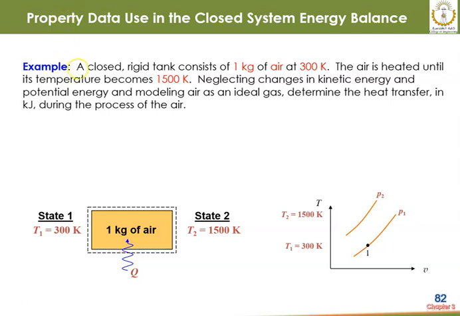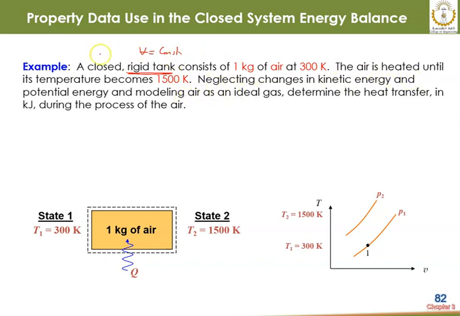Here it says that a closed rigid tank consists of 1 kg of air at 300 Kelvin. So state 1, we have a temperature of 300 Kelvin. Our system consists of 1 kilogram of air and it's a rigid tank. Rigid tank means that the volume is constant, so V equals constant.